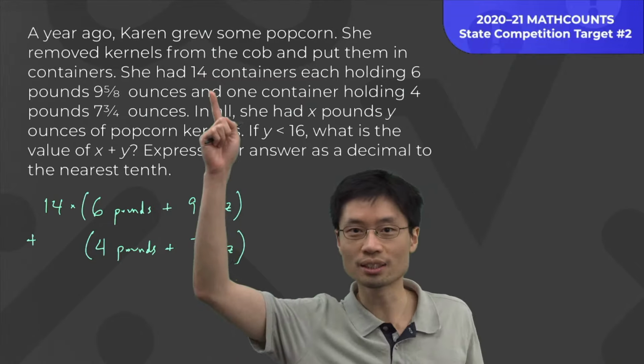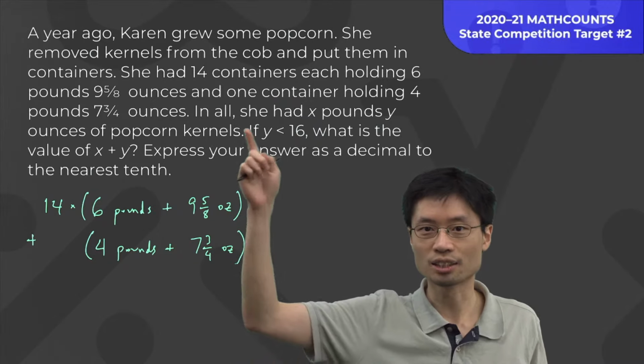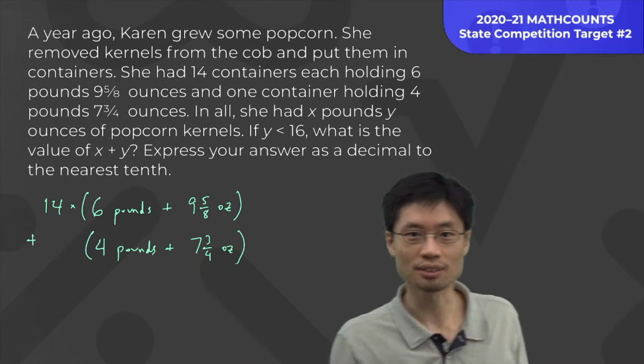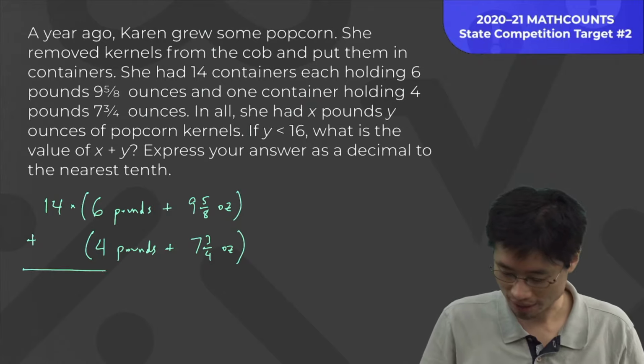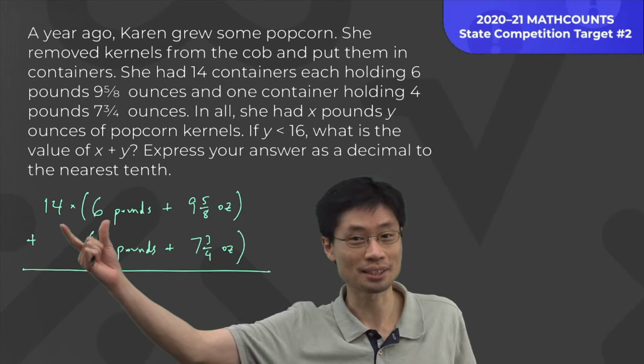So there's 14 containers of something. And then there's one container of something. So I just need to put all this stuff together. That seems reasonable. So I need to see how many pounds I've gotten all together. That's 14 times 6. Again, you see I'm a lazy guy. If I need to do 14 times 6, here's how I'll do it.